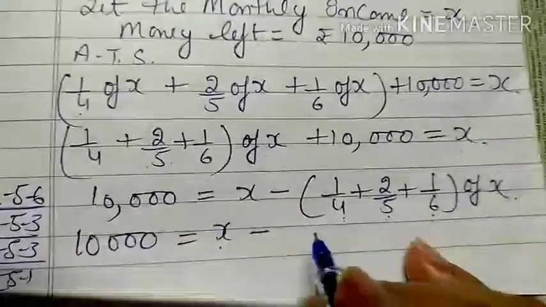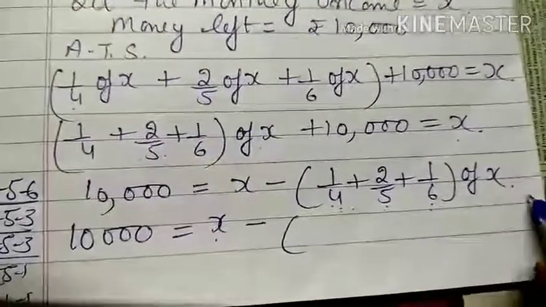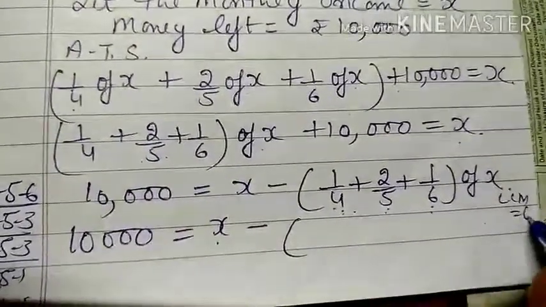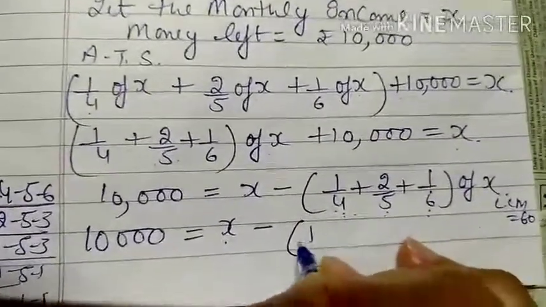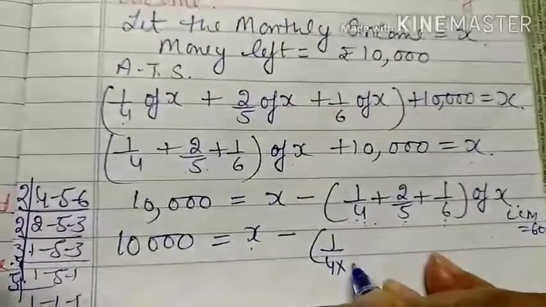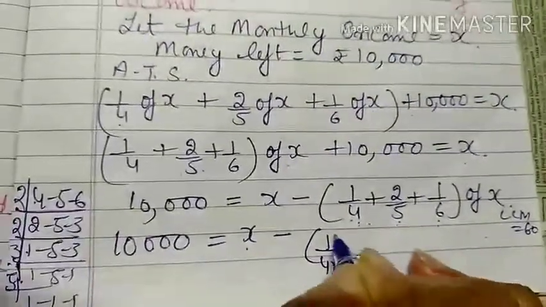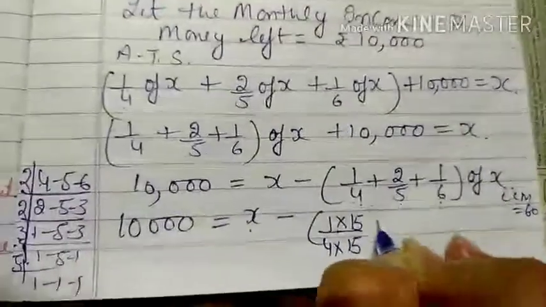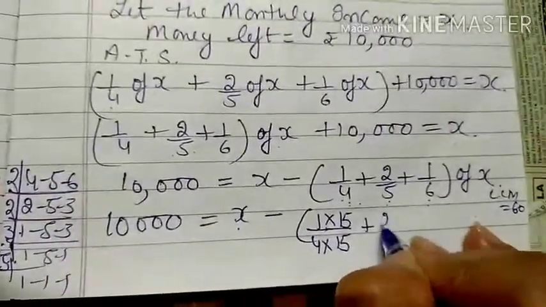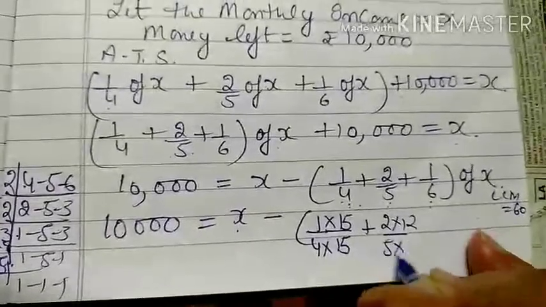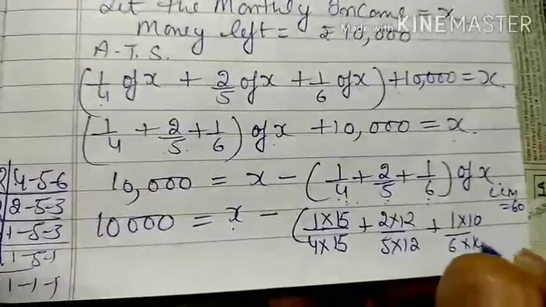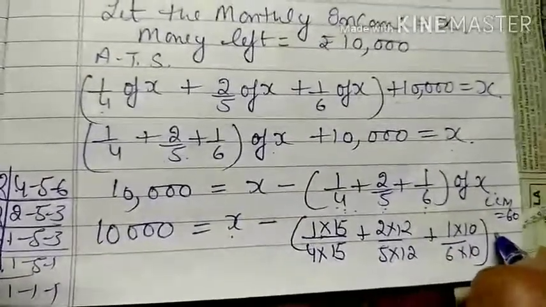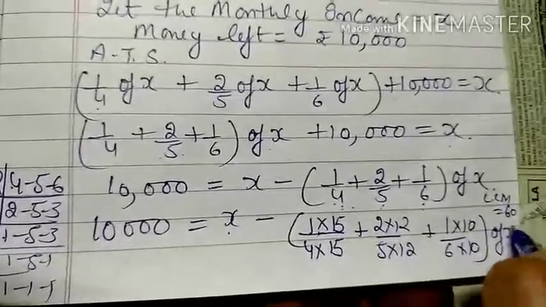You can write it here. So I convert each number into 60. Here I write LCM is equal to 60. So I convert each denominator to the same as LCM. So 4 should be multiplied by 15 to make the LCM 60, and 5 is multiplied by 12 to make the LCM 60, and 6 is multiplied by 10 to make the LCM 60 of x.